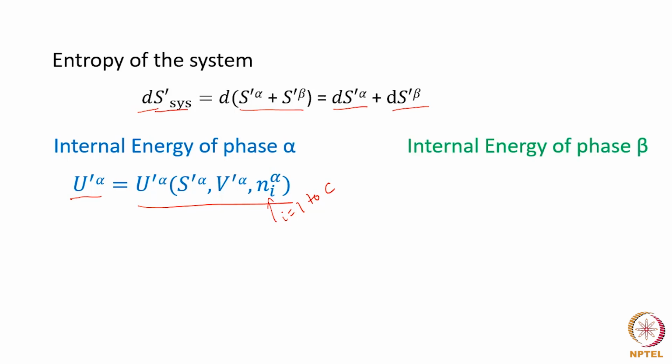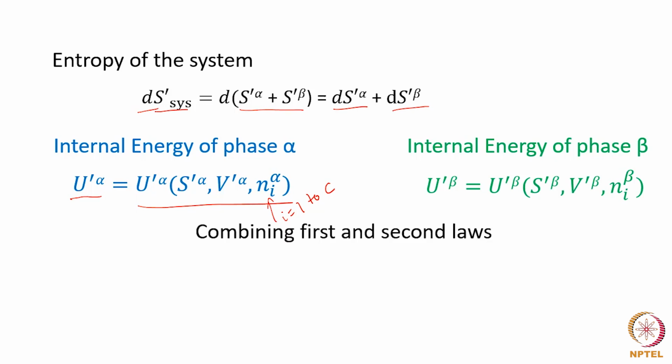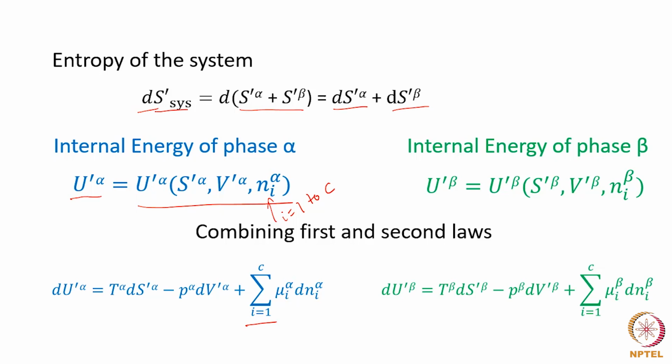We can similarly write the internal energy of the phase beta in the same manner, and we can combine the first and second laws to write the following expression for alpha, which is dU is equal to TdS minus PdV plus the chemical work, which is the chemical potential mu times dNi, the number of moles that are changed in the system, and because the total number of species is C, we have a summation over the entire number of species here. Similarly we can write the internal energy of the phase beta in the same manner.